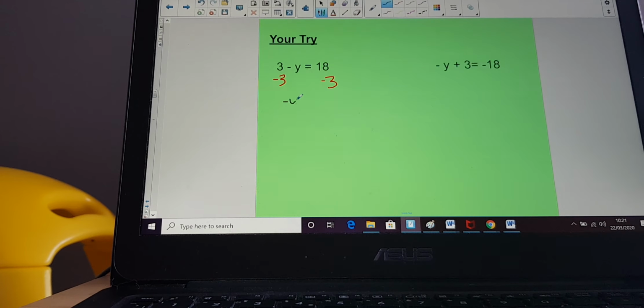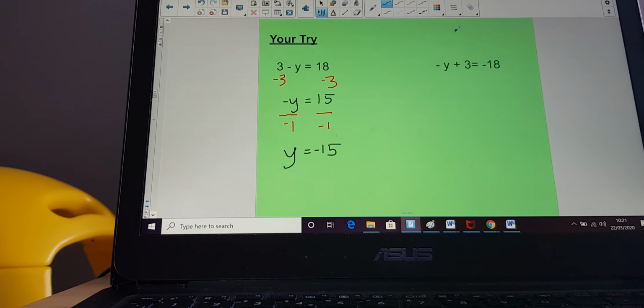That leaves me with negative y equals 18 minus 3 is 15. My coefficient of y is negative 1, so I'll divide by negative 1 here. Whatever happens to one side happens to the other. That's going to leave me with positive y equals 15 divided by negative 1 is negative 15.